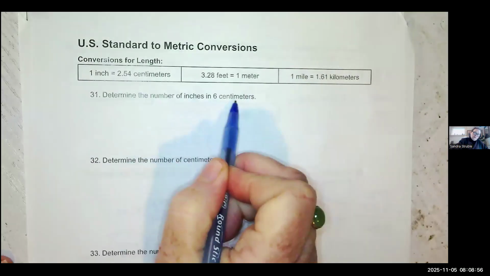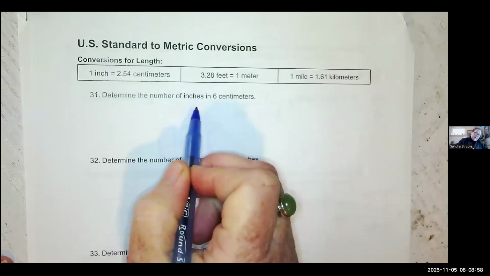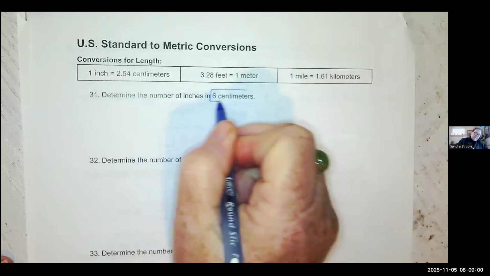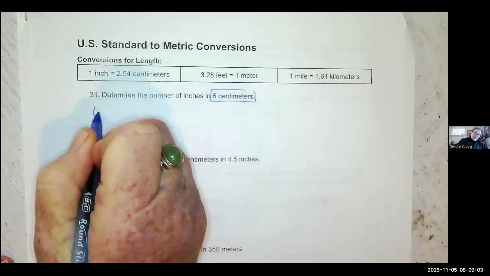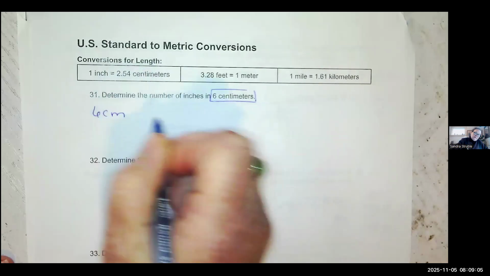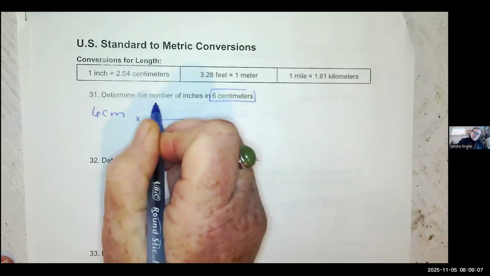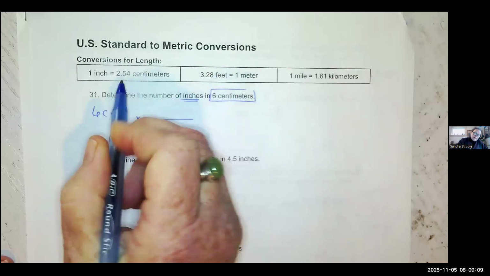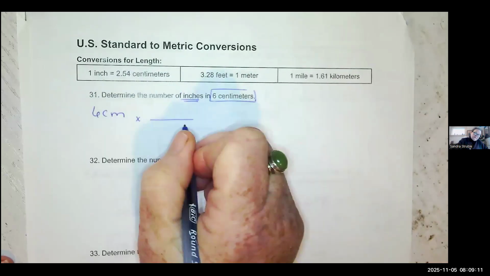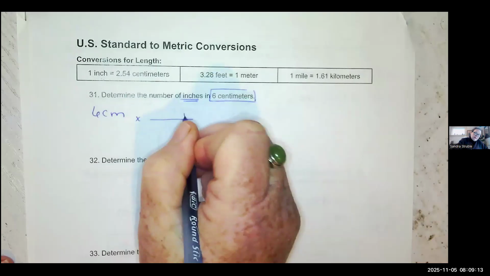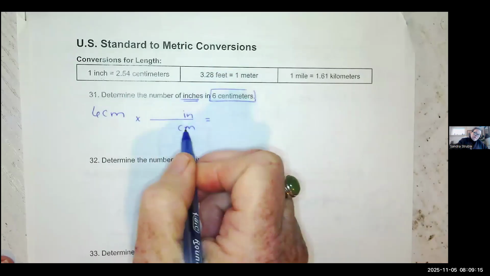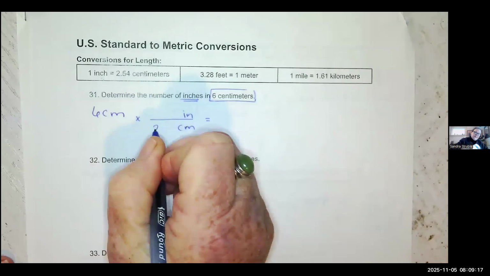Always start with what you're given. So 6 centimeters, and we're going to convert to inches. And we have a direct path to get there with a one-step conversion. Centimeters to inches. Now plug in your numbers. 2.54 for centimeters, 1 for inch.